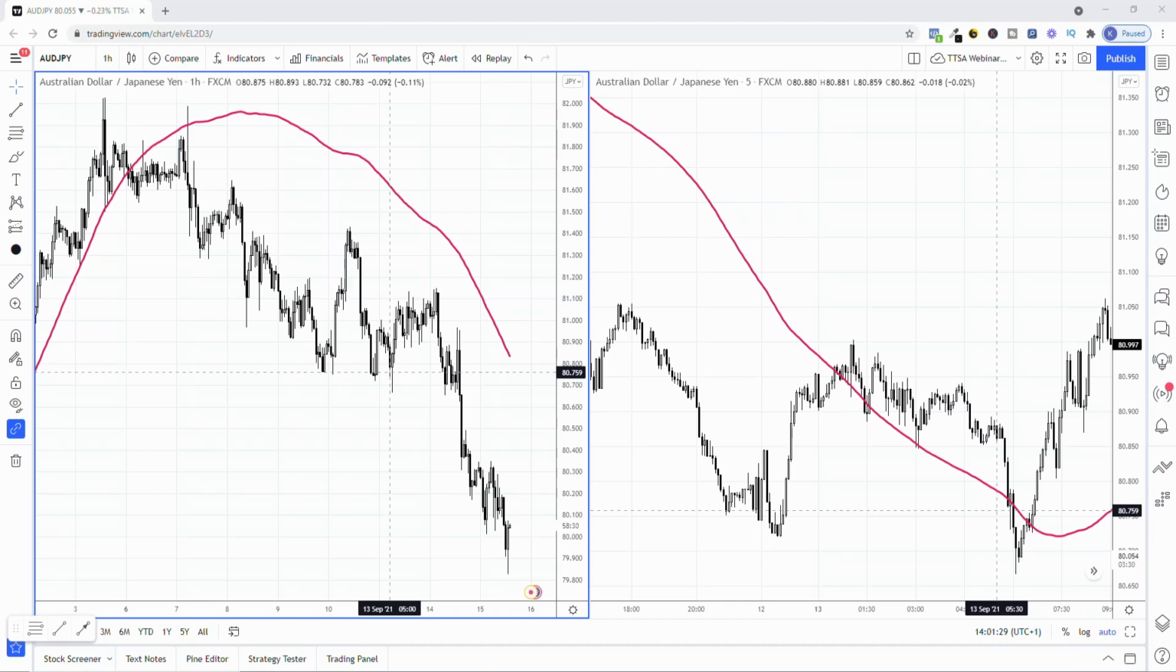Hey guys, in this video I'm going to be doing AUDJPY analysis. You need to be trading it this way. I'm going to be showing you why I traded AUDJPY, what got me interested in this chart in the first place, and then I'm going to go on to explain to you how you need to be trading correctly in order to achieve consistency in your trading. So let's get straight into it.